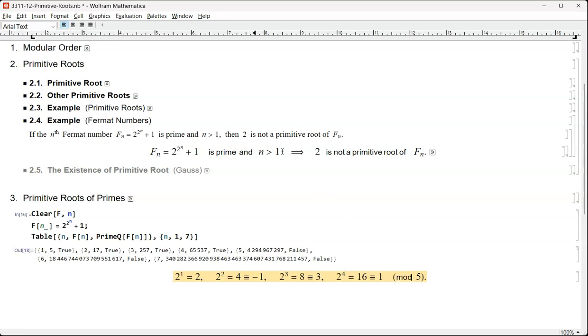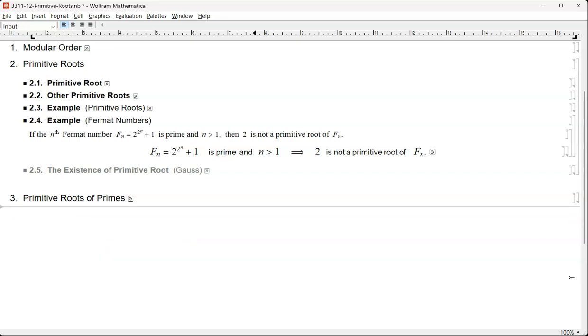So we have to start from n greater than 1. So for n greater than 1, we have 17 and 257, and then 65,537, and then beyond that, nobody knows. In any case, we have to prove that 2 is not a primitive root of Fn.